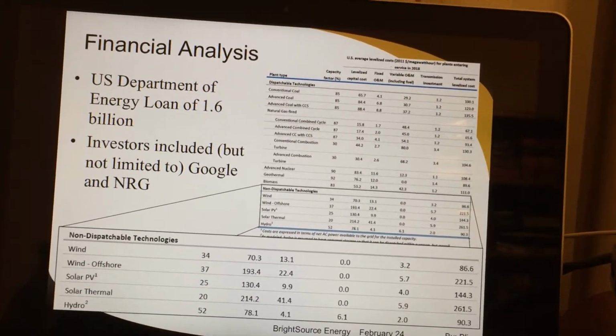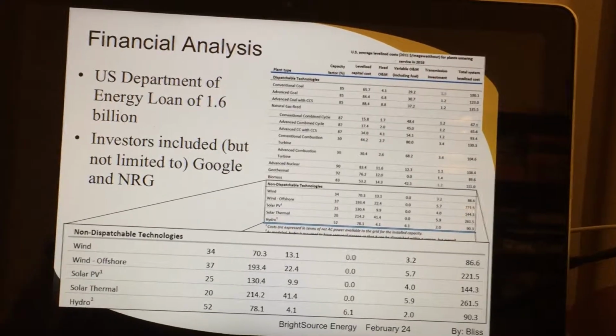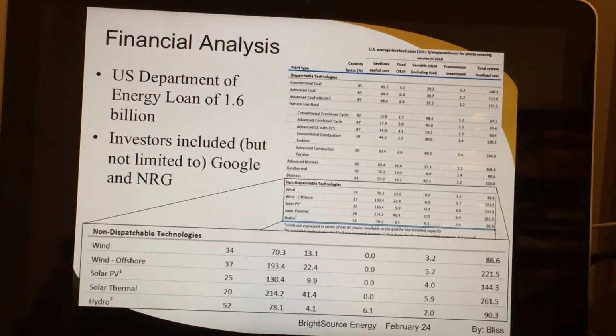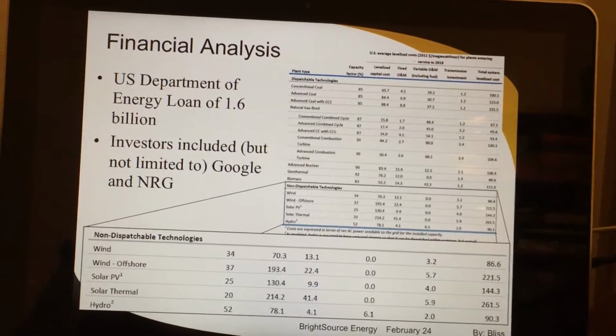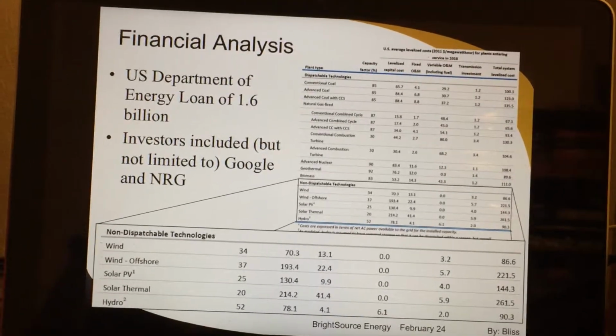investment. This is why they also looked into taking a loan from the U.S. Department of Energy for $1.6 billion, as well as finding well-off investors like Google and NRG to help offset some of the cost.